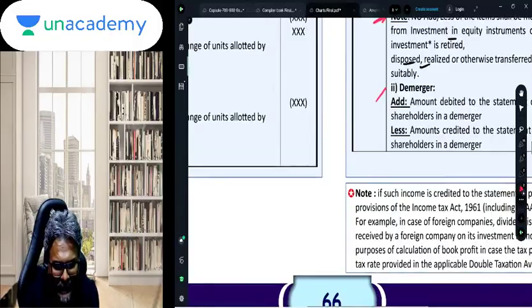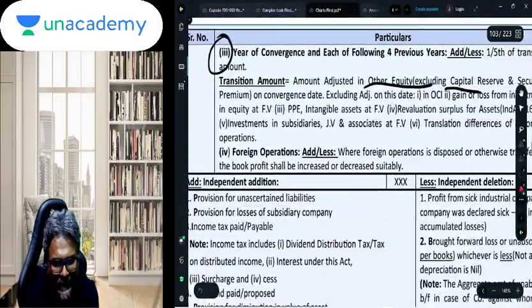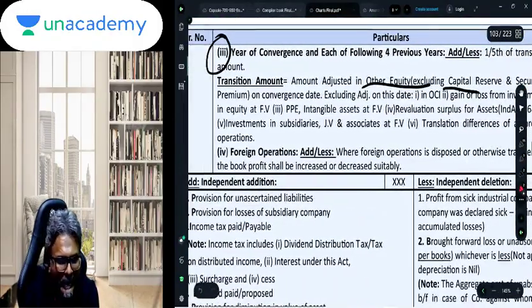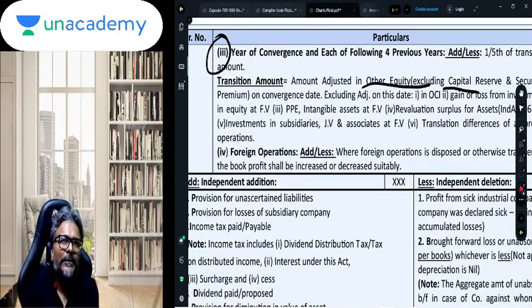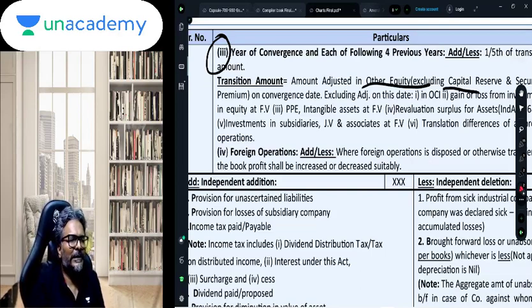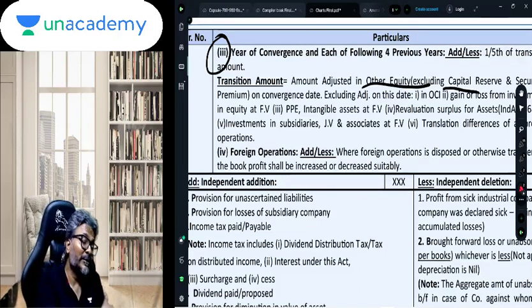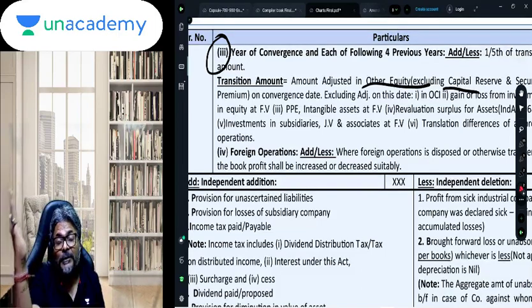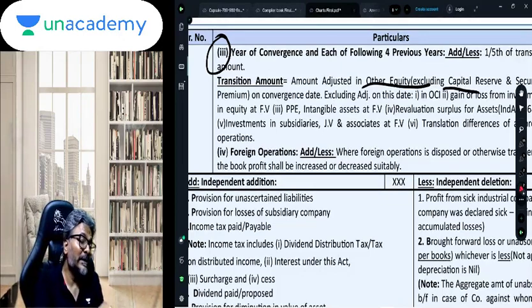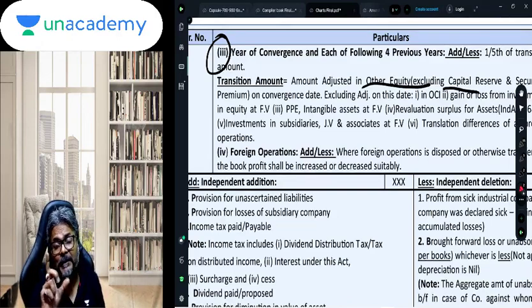Now, apart from this, students, the next one is a big one. Point number 3. Students, in the first year, which is the year of convergence, what happens is that from the historical cost, you convert yourself into fair value. So obviously there is a huge transition that will take place. This transition will be referred to as a transition amount.